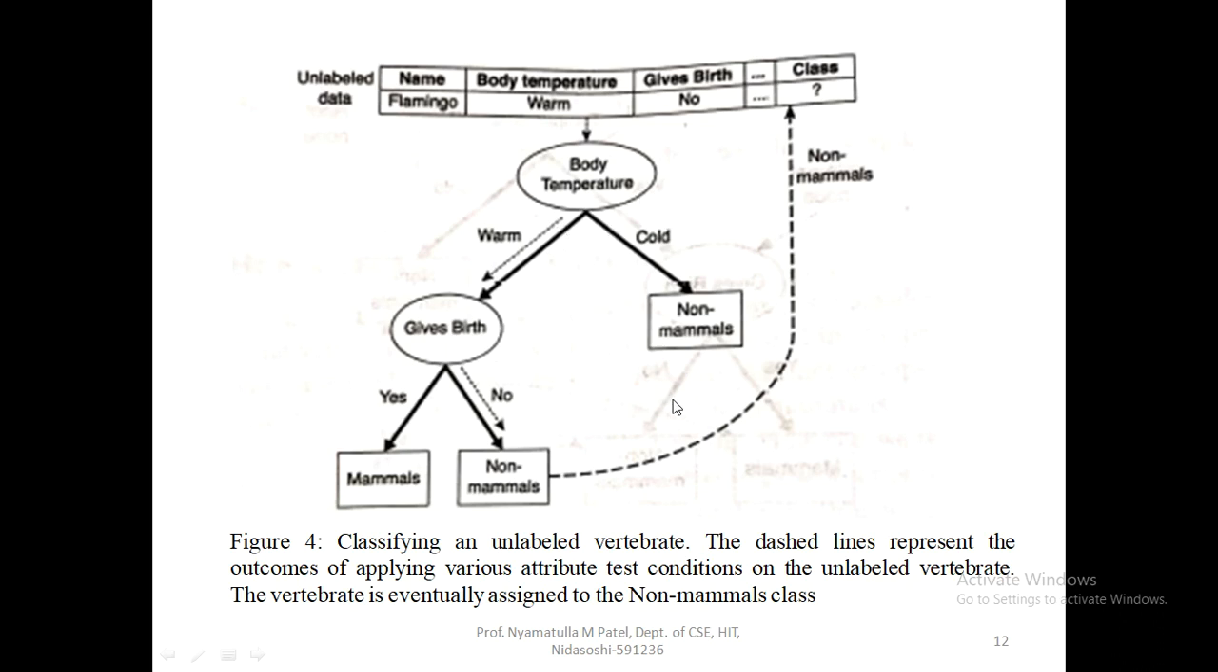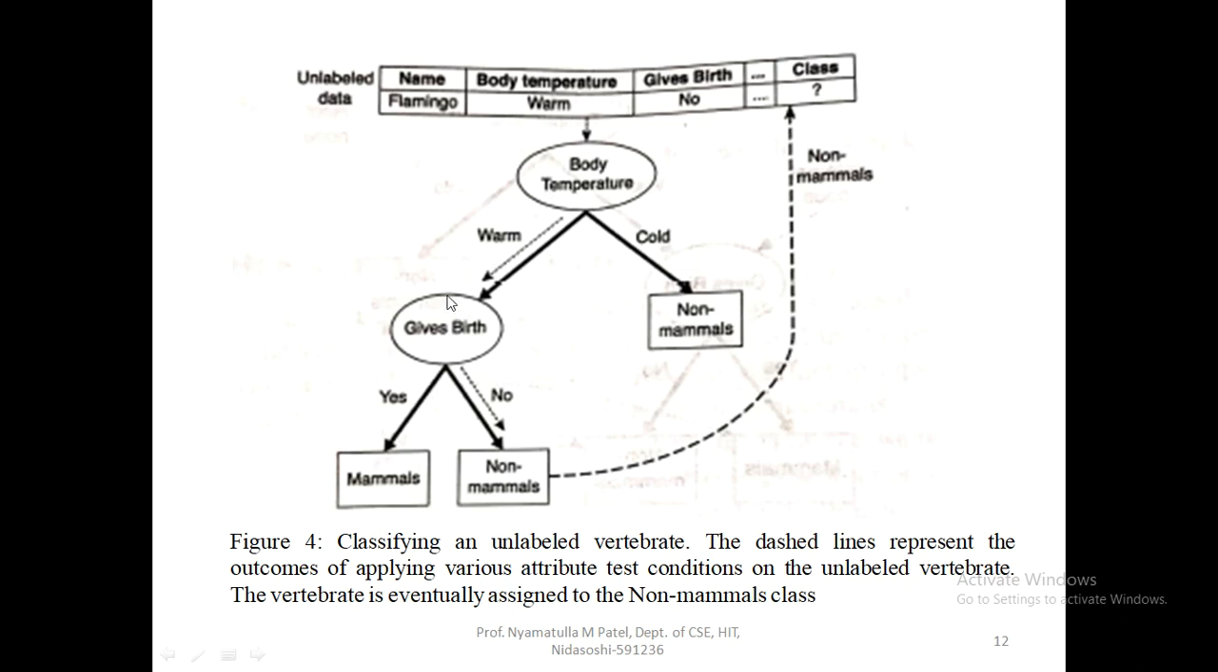So let us take the previous example and check whether it will be able to classify properly or not. First is the body temperature. What is the test condition? Body temperature is warm. This condition is true and the other is false, meaning it is not a non-mammal. Still it is not classified. Now the body temperature is warm, so I need to test for another attribute.